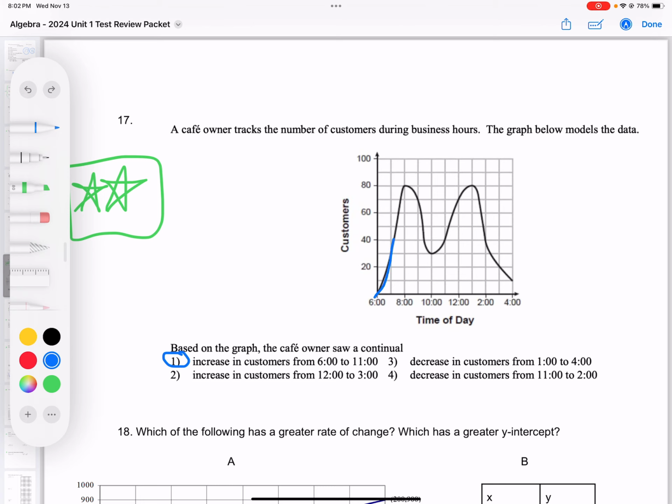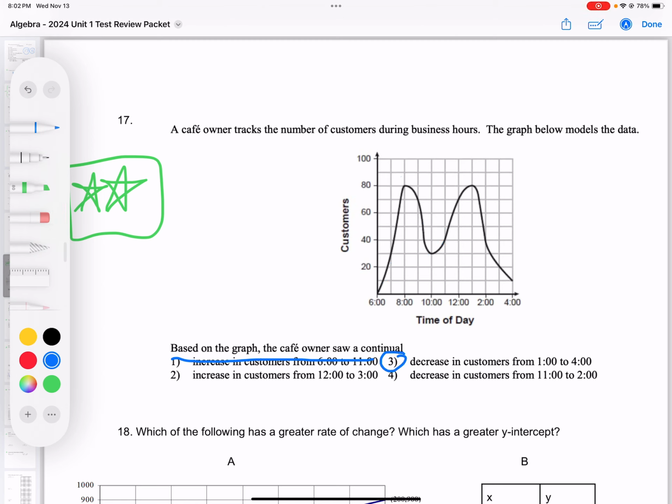Now, is this graph increasing? Absolutely. Is it increasing overall? Absolutely. But is it increasing continually? No, because in that interval, we see a decrease here from about 8 to 10 on the x-axis. Because there is that decrease, there would not be a continual increase, so we could rule out number 1. That is probably the answer to most people's questions.